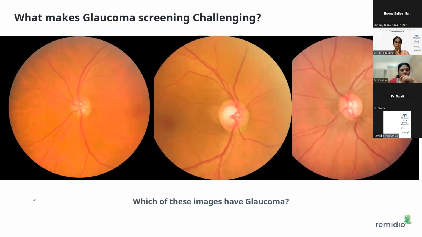If Shonraj, you can start the poll and give about 30 seconds. Let's see how the participants do on this. Yeah, the poll is started. So we have three images, and let's see which of these images actually have glaucoma and how technology can help us in identifying glaucoma using fundus images. Shonraj, I hope you're keeping the time. I'm not very sure. Just let me know when it's done. Yeah, Dr. Divya, we've given them 50 seconds. We'll end it right now. Yeah. Okay.